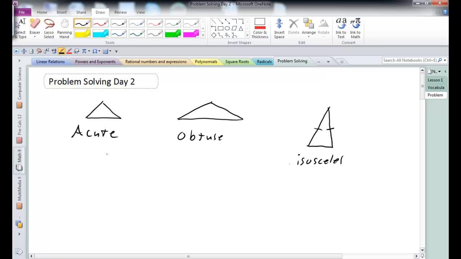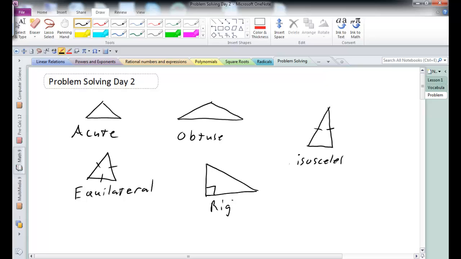An equilateral triangle has 3 sides, all 3 sides the same length. So those would all be the same length. Equilateral. And a right triangle has one angle of 90 degrees. We usually mark it like that. A right triangle.